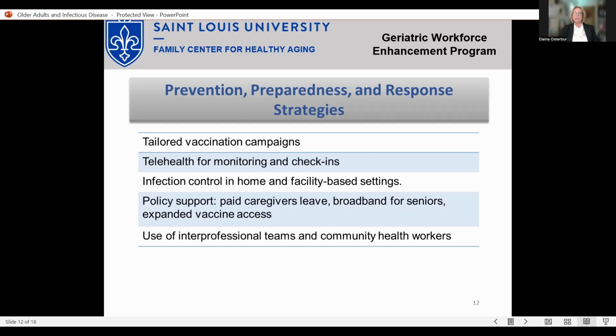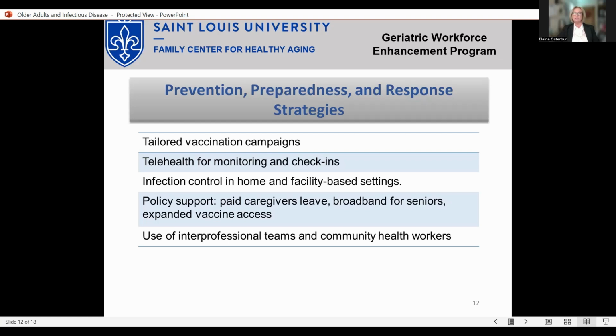Paid caregiver leave policies protect both formal and informal caregivers. It allows family caregivers to take time off without risking employment or income. Caregiver leave can reduce disease transmission by enabling symptomatic caregivers to stay home. Paid caregiver leave promotes continuity of care by decreasing caregiver burden, burnout, and also turnover.